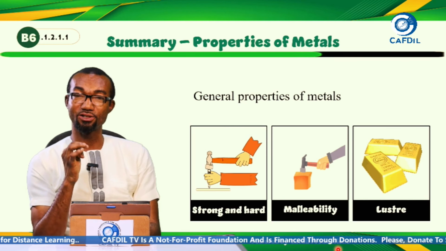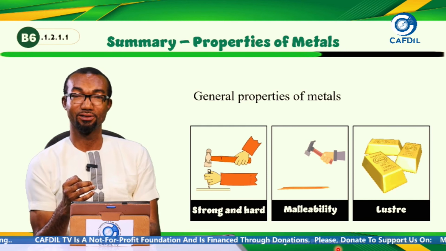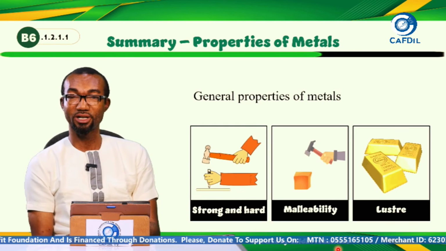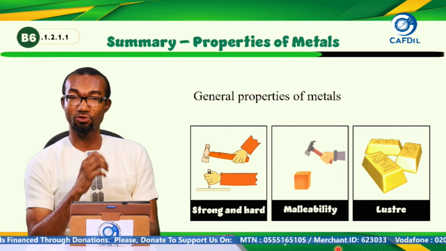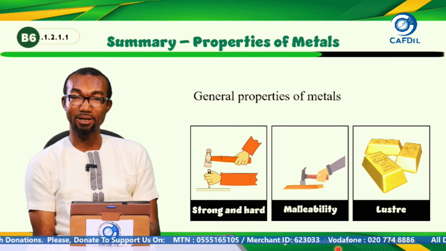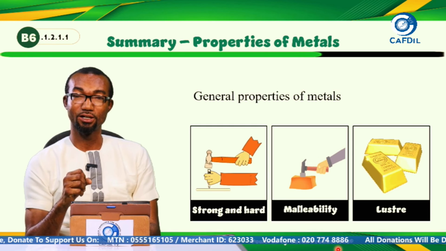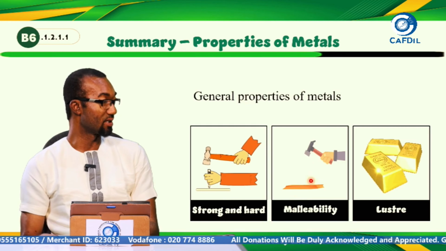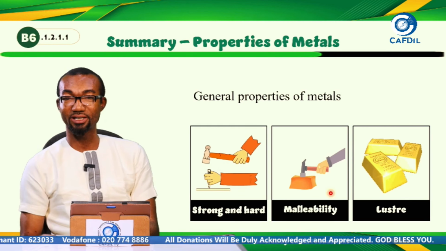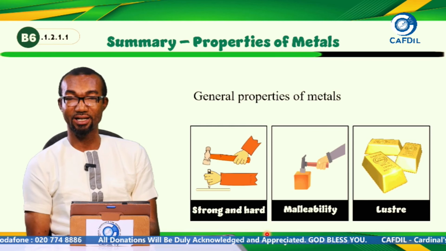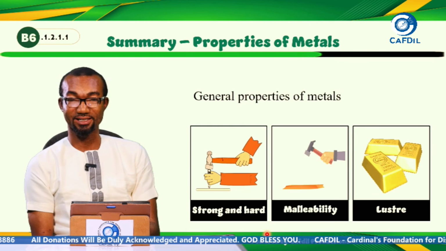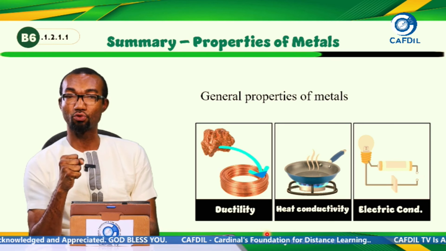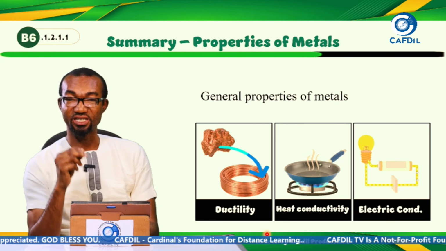And we came to the properties of metals, what metals have that makes them metals. So we talked about a metal being hard and strong. There are some metals that are hard and strong. It's very difficult to break them into pieces. We also looked at malleability of metals, ability of metals to be shaped into sheets. We also talked about the luster of metal. That is the shining property of metals. We also looked at ductility, ability of metals to be shaped into wires.